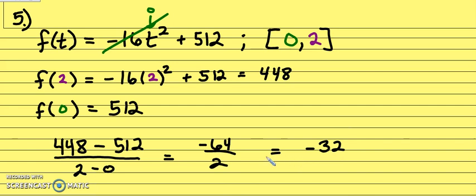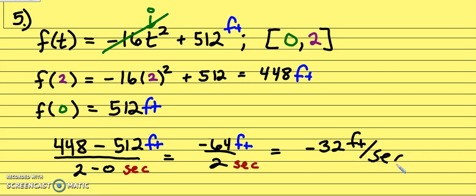And remember that time was in seconds. And our function, negative 16t squared plus 512, was in feet. So these outputs are feet. So we have feet in the numerator, seconds in the denominator. This is negative 32 feet per second. Highlight the answer, and we're done. Well, with part A at least.